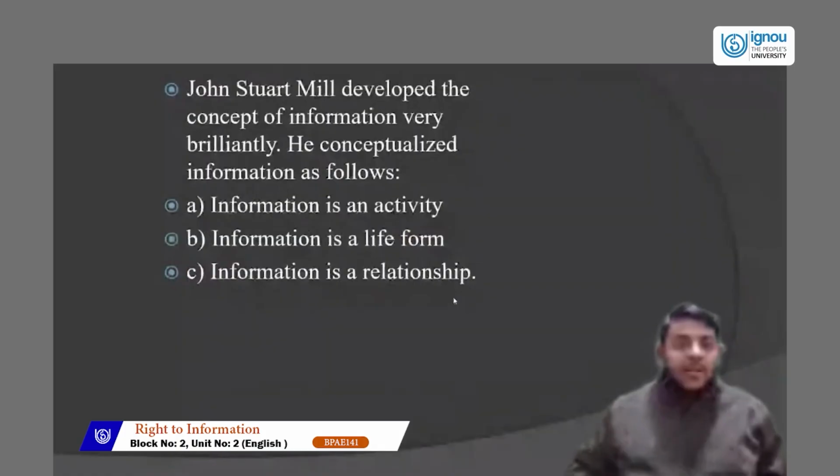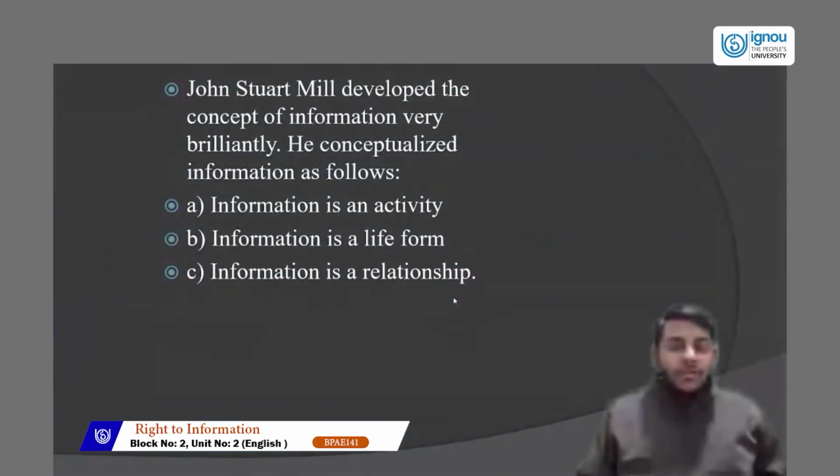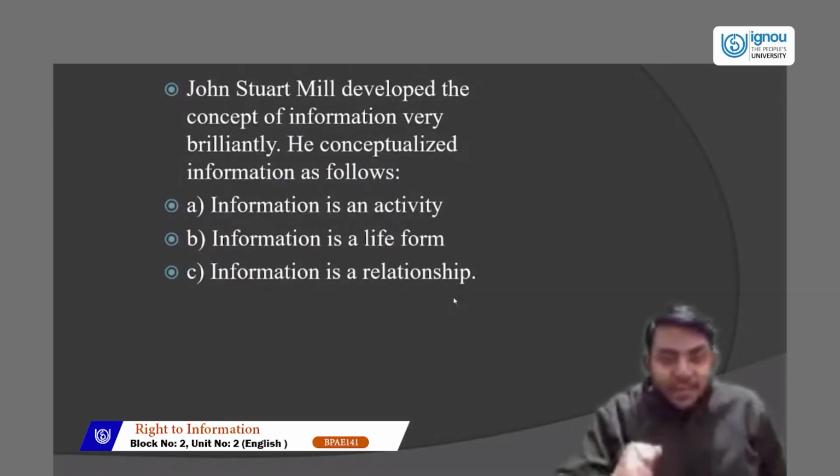So the famous thinker of Western political thought, John Stuart Mill, he developed this concept of information very brilliantly. So John Stuart Mill conceptualized information as follows. So he said that information is an activity, information is a life form, and also information is a relationship. So for John Stuart Mill, information is an activity, a life form, and also a relationship.